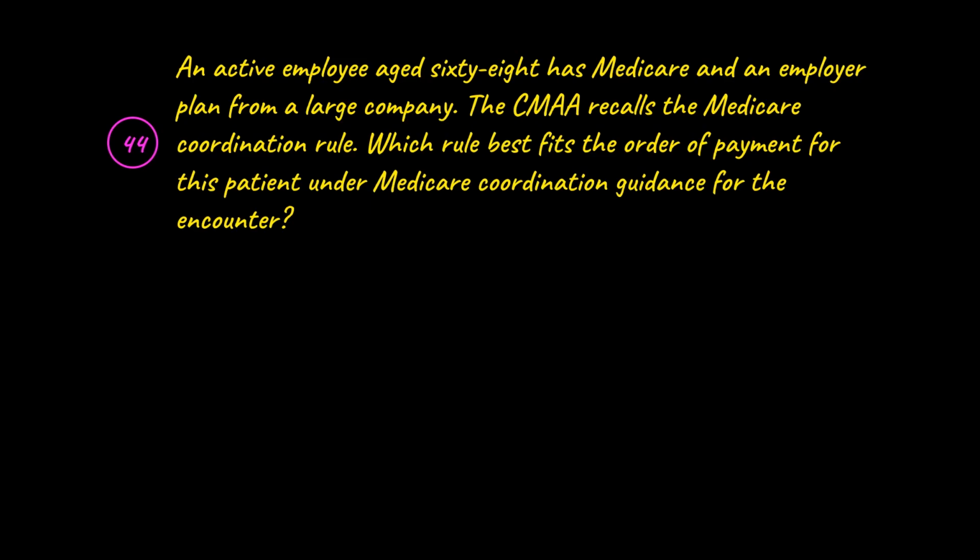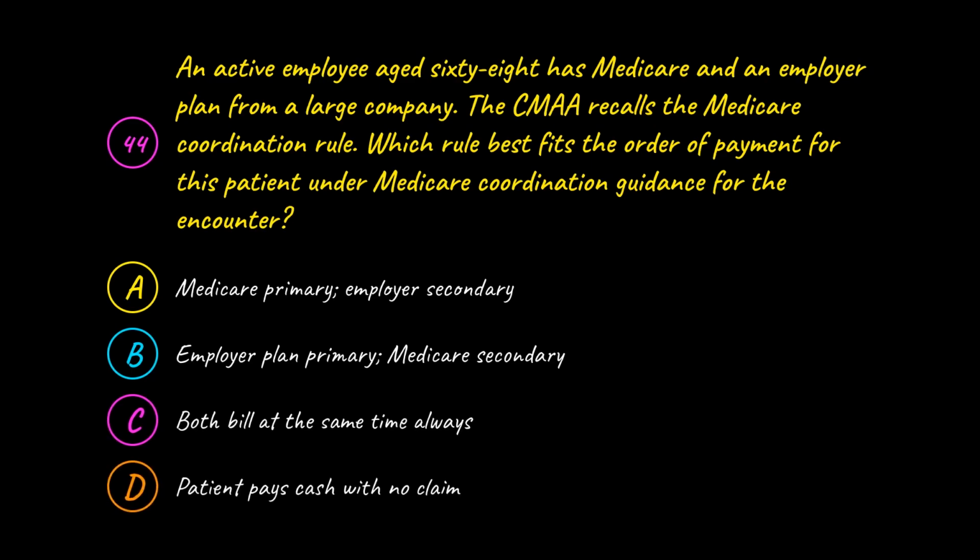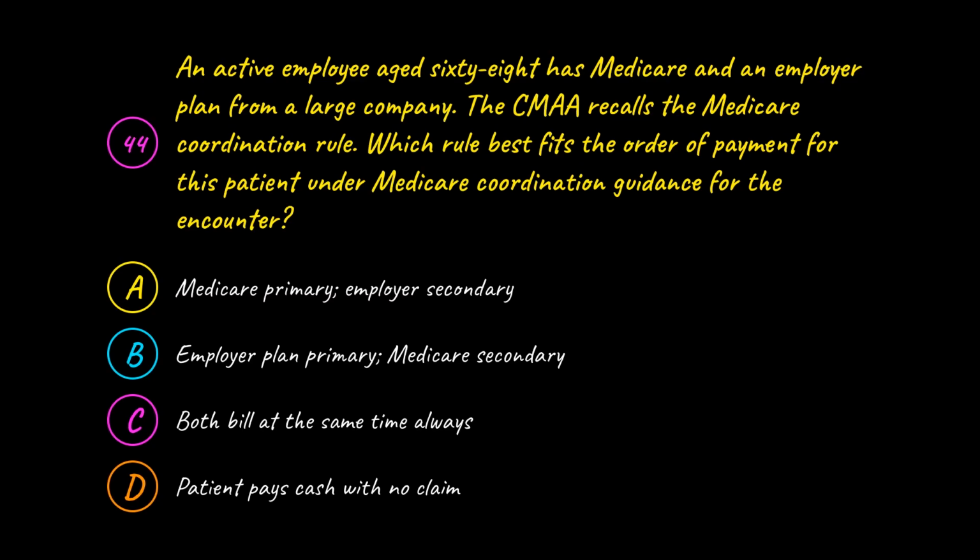Your options are A. Medicare primary, employer secondary. B. Employer plan primary, Medicare secondary. C. Both bill at the same time always. D. Patient pays cash with no claim. What's your answer? Commit to one before I continue.